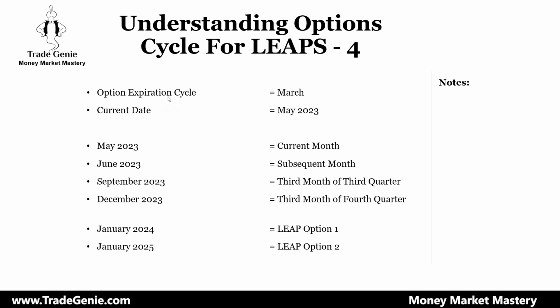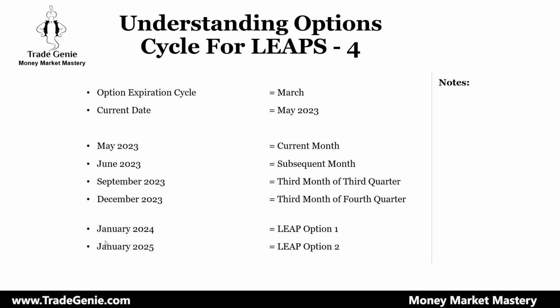If a stock, let's say Home Depot, is assigned to the March cycle, and the current month is May, we will see May as the current month, and we will see June as a subsequent month. And because March is the third month of the quarter, we will see September and December. So we will see these 4 months, and because it's a LEAP, we will see January 2024 and January 2025. So these 6 options you will see in the chain.